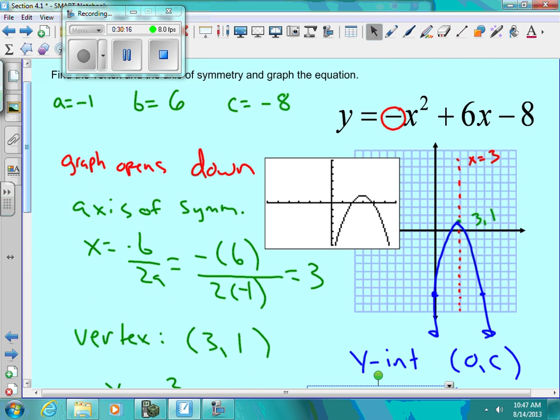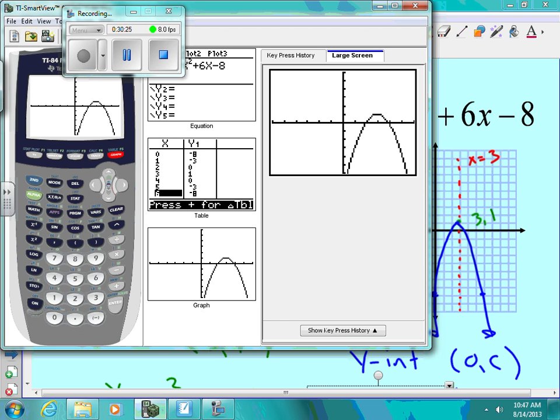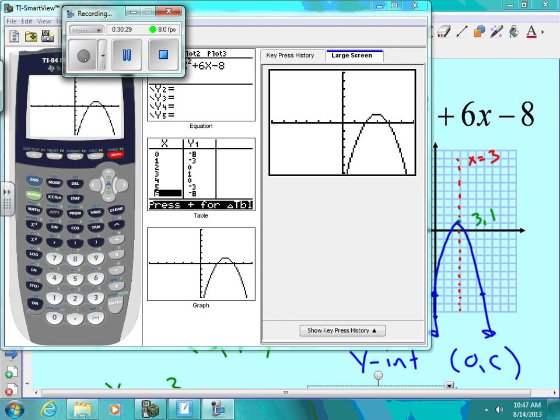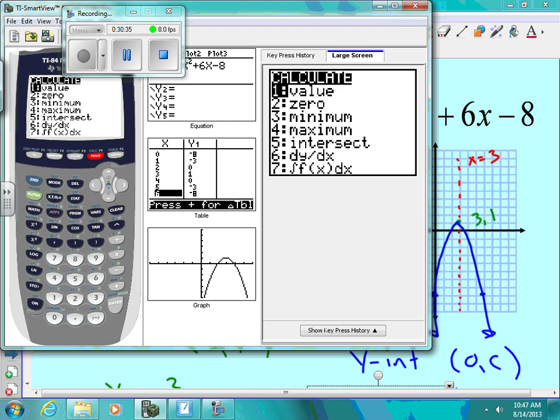You can also, one other thing, if you're trying to find the axis of symmetry, we found the axis of symmetry, and you're trying to find the y-coordinate of the vertex, here's a little cool thing you can do. On the graphing calculator, if you push second and trace, you see calc in little blue letters.